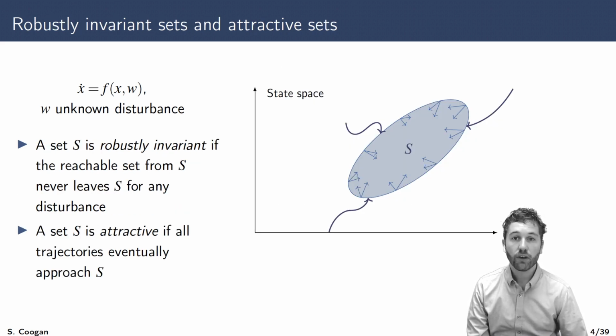Lastly, we recall the related notion of robustly invariant and attractive sets. A set S is robustly invariant if the reachable set from S never leaves S for any disturbance, and informally, a set S is attractive if all trajectories eventually approach S. So as we see in this figure, a robustly invariant set requires that the vector field be pointing inward to the set, regardless of what the disturbance input is.